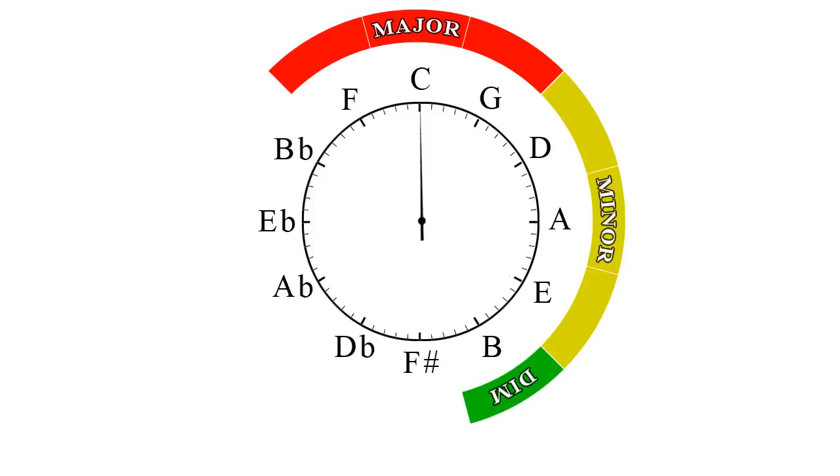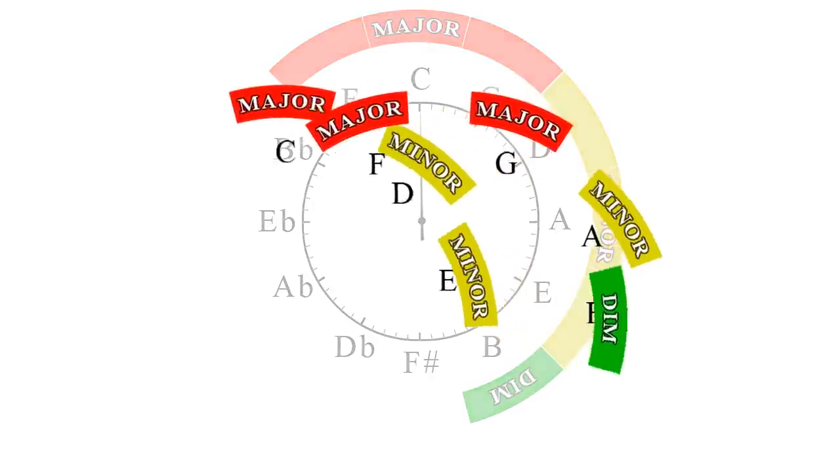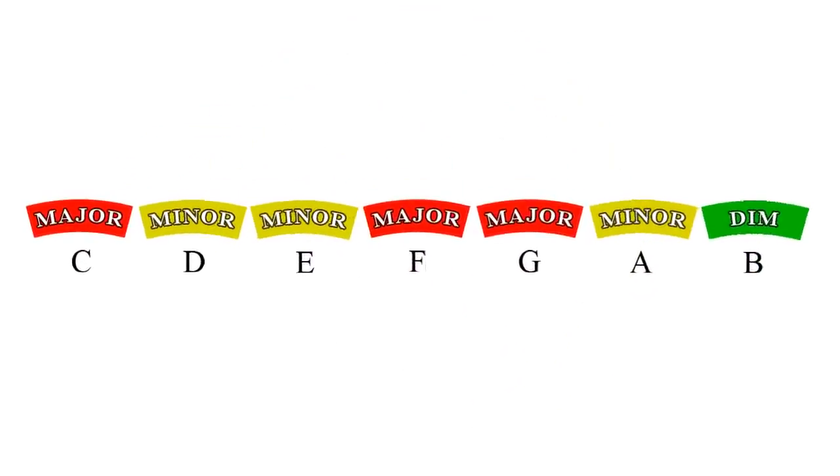So if we now lay those out in pitch order rather than in the order they appear on the circle of fifths, the chords available to us in the key of C are C major, D minor, E minor, F major, G major, A minor, and B diminished.